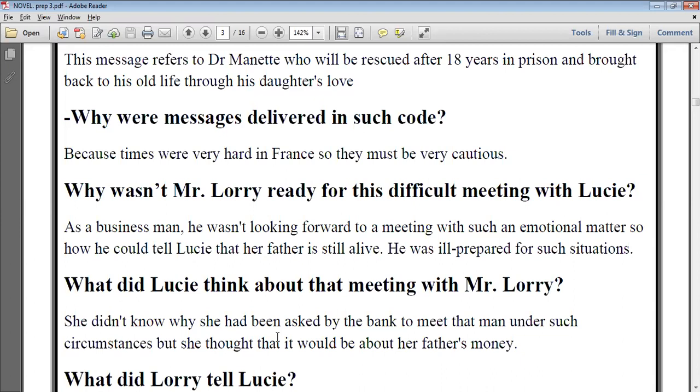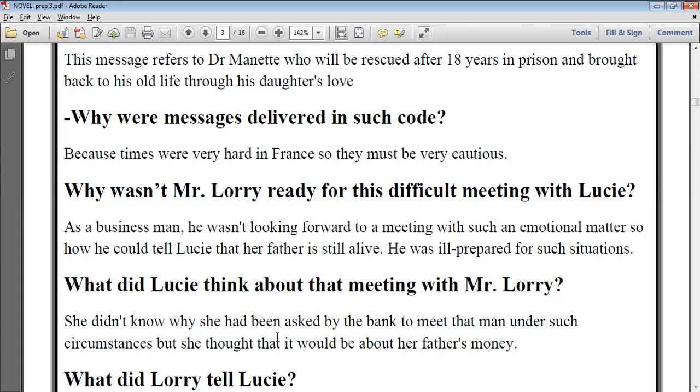Why wasn't Mr. Lorry ready for this difficult meeting with Lucie? As a businessman, he wasn't prepared for such an emotional matter. How could he tell Lucie that her father is still alive? He was ill prepared for such situations.